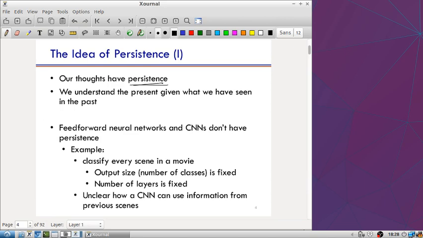So we understand the present given what we have seen in the past. I think there's an example where 2 Pokemon characters are fighting, and there are 2 images, where in one image one of the Pokemon is getting hit with water. Okay, if you only saw the second image, you would think that the Pokemon is just taking a shower or something, but that's not the case. Right? So that's what I mean by there's some dependence, or some persistence.